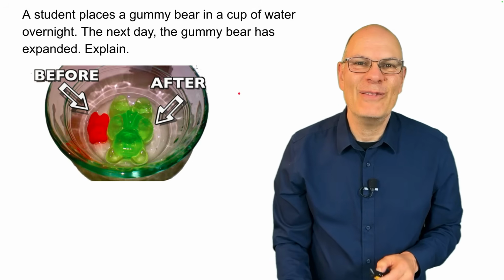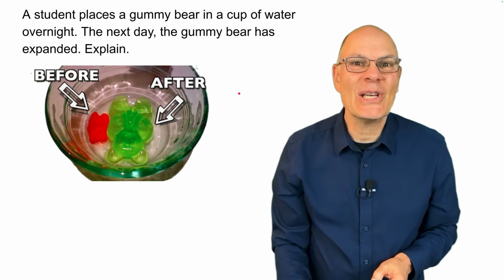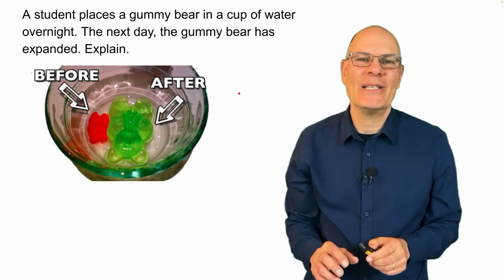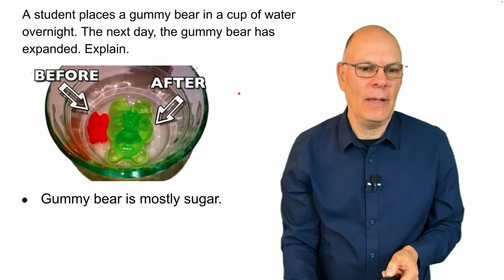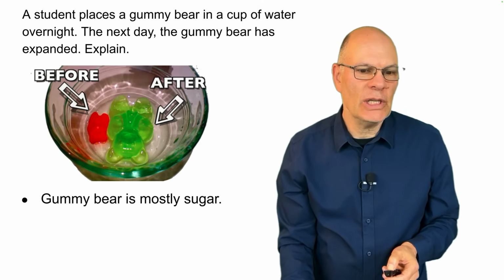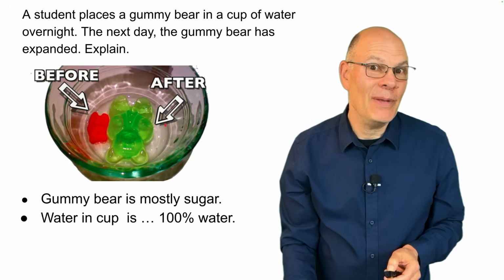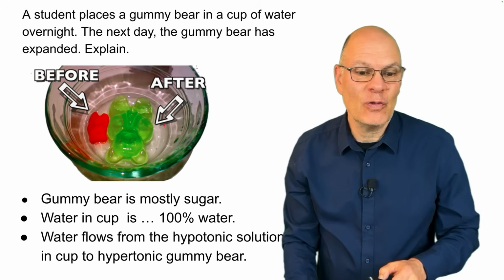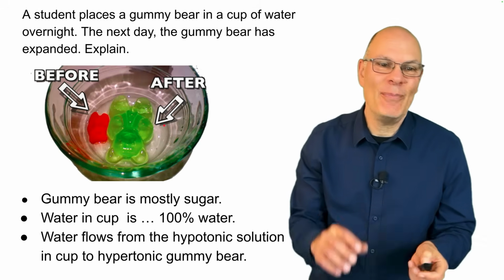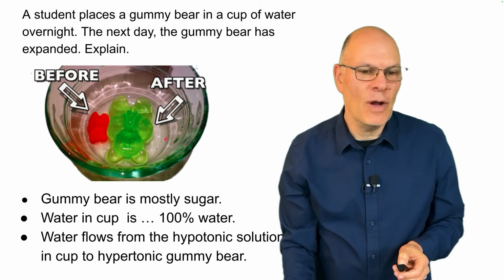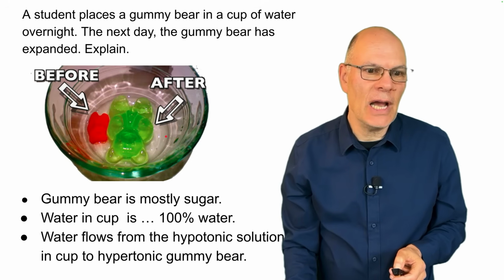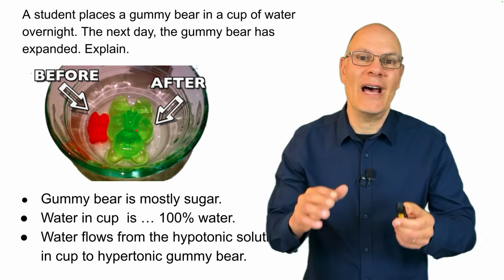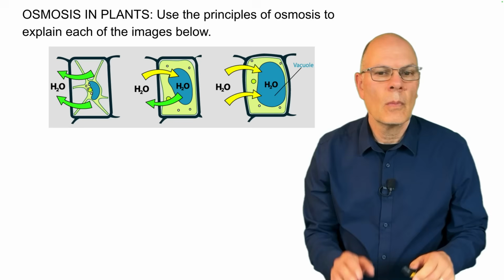Here's a fabulous and fun example. A student places a gummy bear in a cup of water overnight. The next day, the gummy bear has expanded. Explain. Well, the gummy bear is mostly sugar. The water in the cup is 100% water. Water always flows from hypotonic to hypertonic. So water is going to flow from the hypotonic solution in the cup into the gummy bear. The gummy bear will expand because of osmotic pressure.